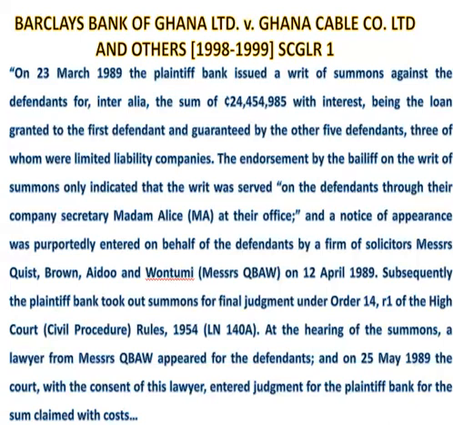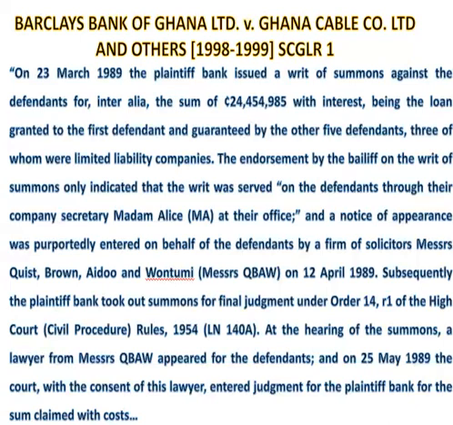On the 23rd of March, 1989, the plaintiff bank issued a writ of summons against the defendants for inter alia the sum of 24,454,985 with interest, being the loan granted to the first defendants and guaranteed by the 5 other defendants, 3 of whom were limited liability companies. The endorsement by the bailiff on the writ of summons only indicated that the writ was served, unquote, on the defendants through their company secretary, Madam Alice, at the office.